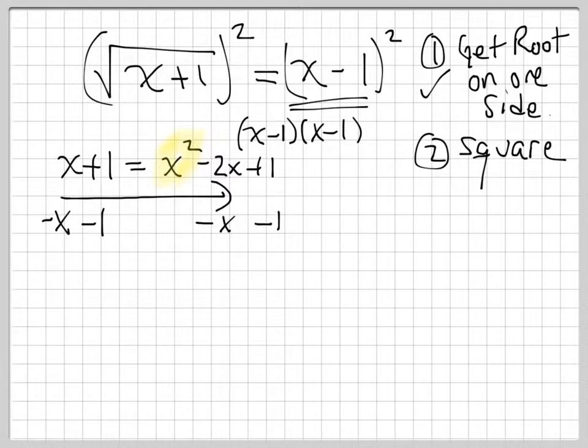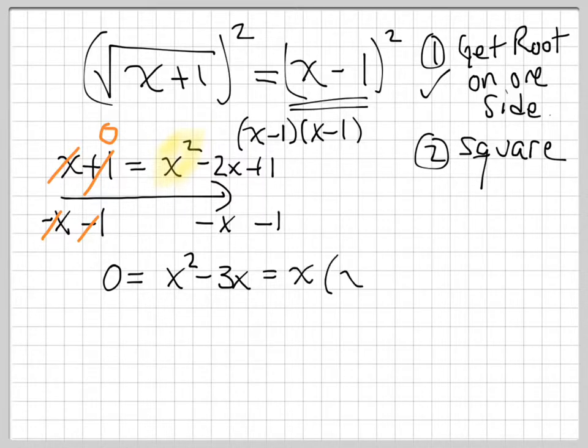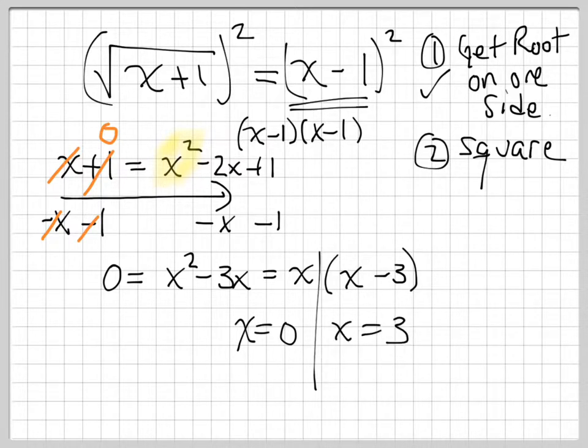And so let's go ahead and finish that. These cancel, and I'm left with 0 over here. And so what I get is 0 equals x squared, negative 2x minus x is negative 3x, and 1 minus 1 is 0. Now, an x factors out, leaving me with x times x minus 3. And so we get x equals 0, and we get x equals 3 as our answers.